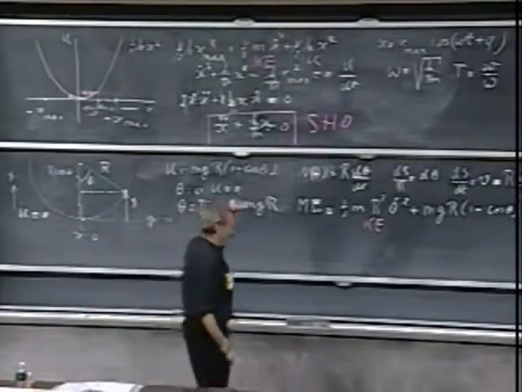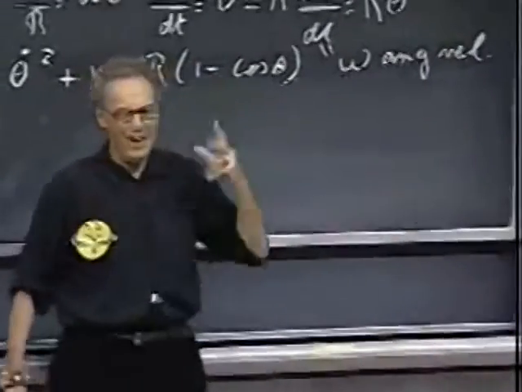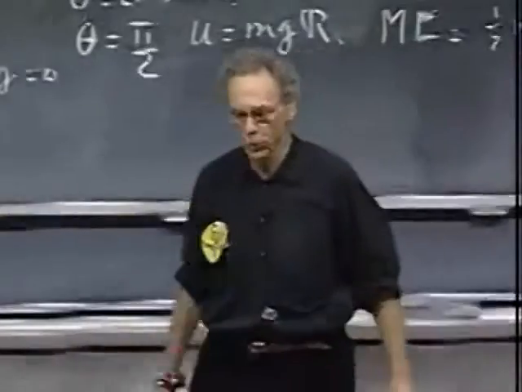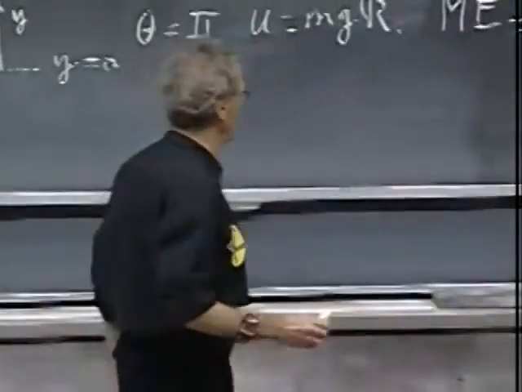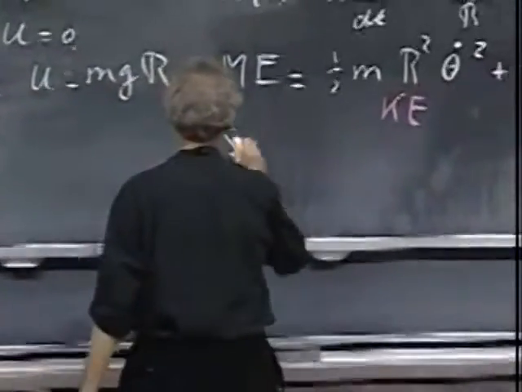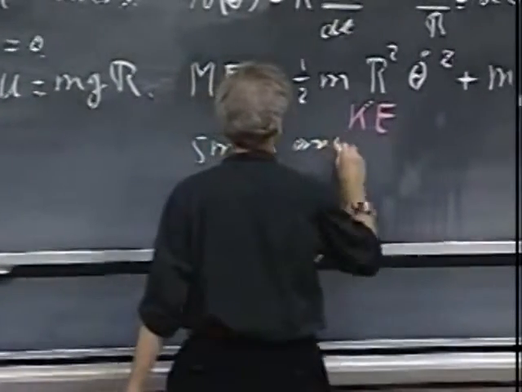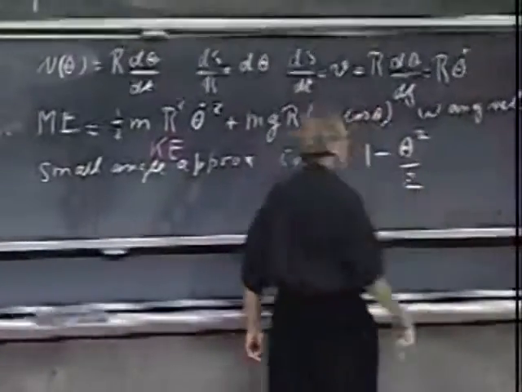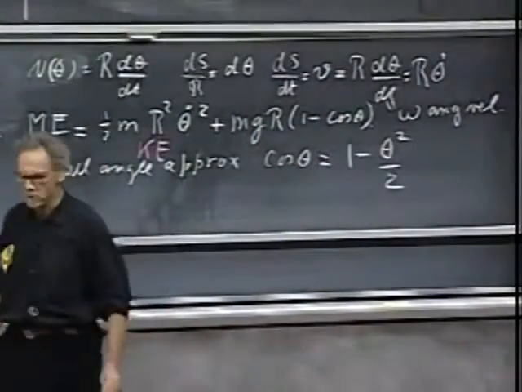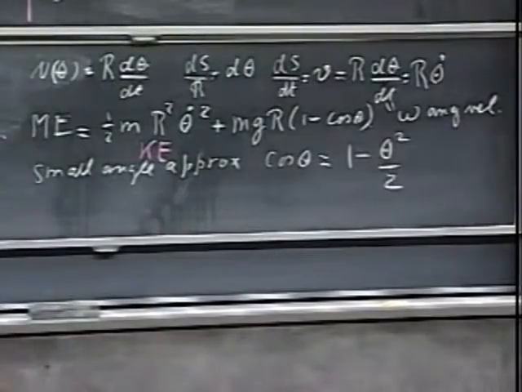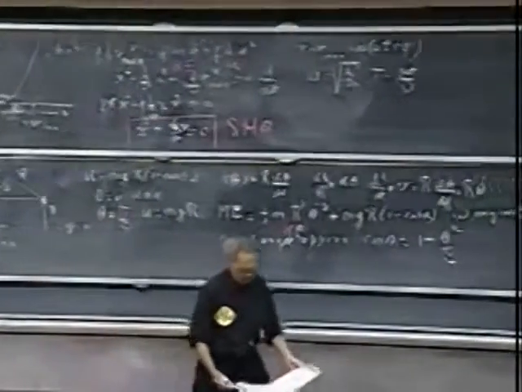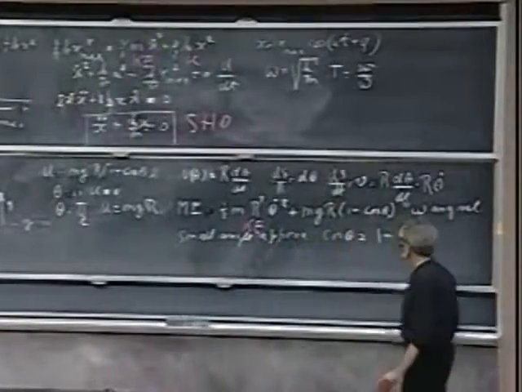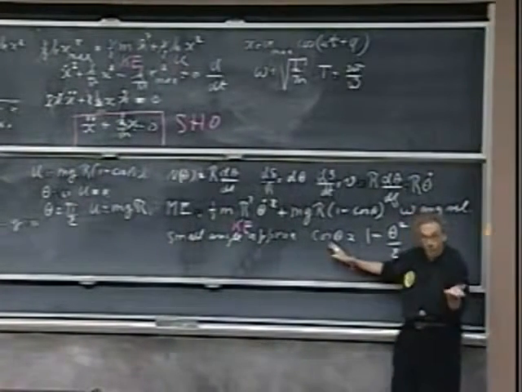This cosine theta is really a pain in the neck. And therefore, what we're going to do is something we have seen before. We're going to make a small angle approximation. And we're going to write for cosine theta, 1 minus theta squared divided by 2. That is a very, very good approximation. That approximation is way better than the one we did before when we simply said the cosine of theta equals 1. Remember we did that once?